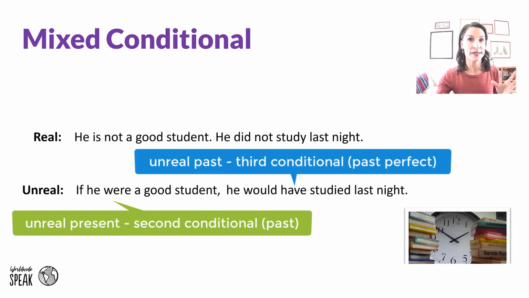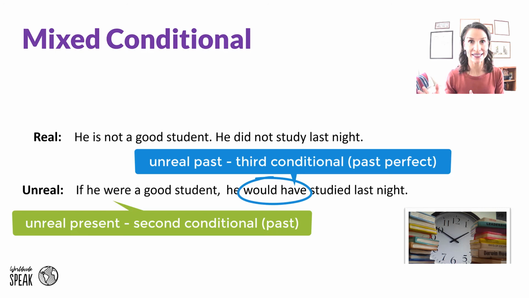So here I'm starting with second conditional in the if clause. I'm describing unreal present, which I do by using if and the past. And then I'm going to have my main clause be something like from third conditional because it's about unreal past. And so I use would have and the past participle.